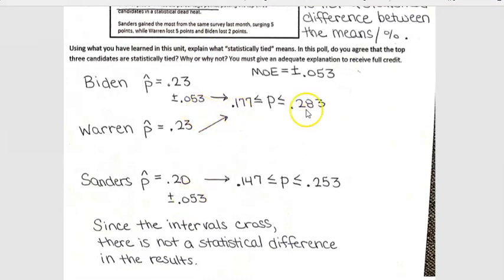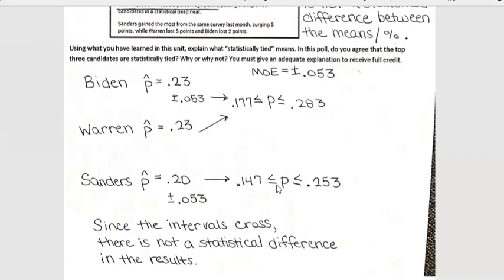All right, so here I added the margin of error for Biden and Warren. It would be the same, right? So their percentages are anywhere from about 17.7 up to 28.3. And then Sanders, when it's added in, his is anywhere from 14.7 up to 25.3%, right? So what we can see is that these intervals cross, right? They do have some common outcomes. So that means there's not a statistical difference in the results.